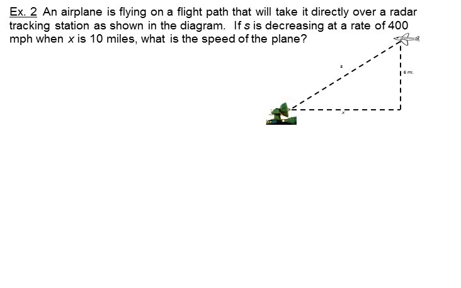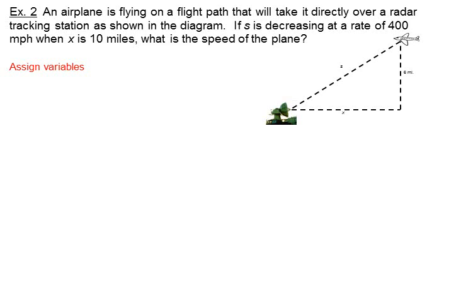In our second example, an airplane is flying on a flight path that will take it directly over a radar tracking station, as shown in the diagram. If s, the direct distance from the plane to the station, is decreasing at a rate of 400 miles per hour when x is 10 miles, what's the speed of the plane?